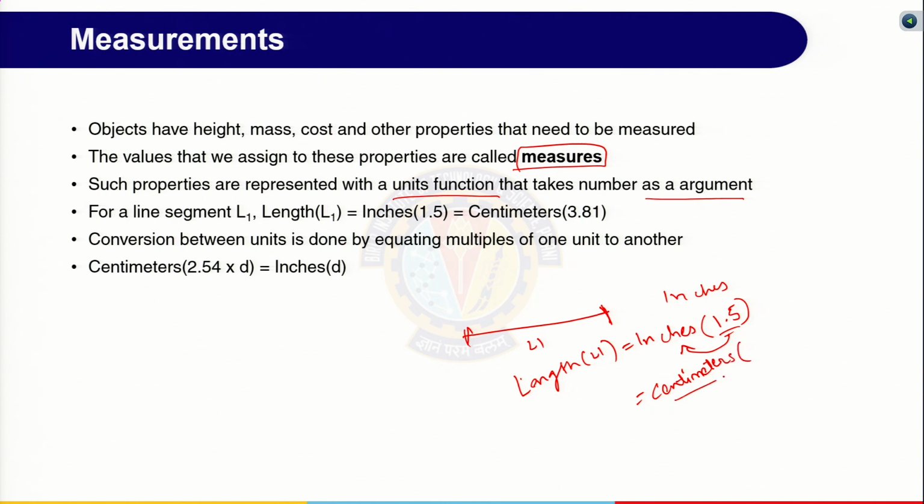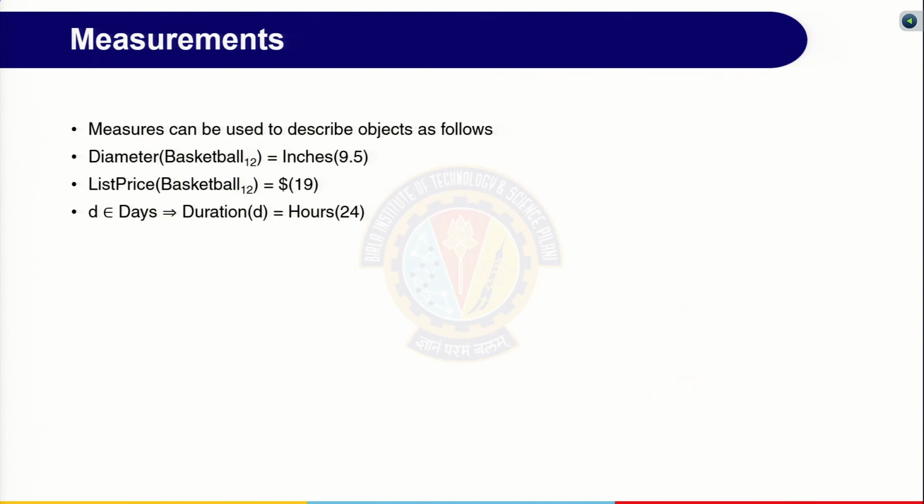Centimeters as a function, this is a unit function, and I can have the value as an argument here. We can also have conversions between units. So inches can be converted into centimeters by a factor of 2.54. So measures can be used to describe objects as well.